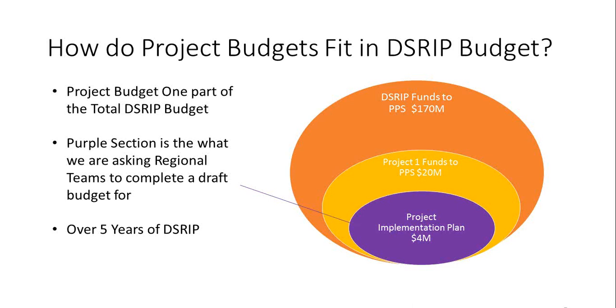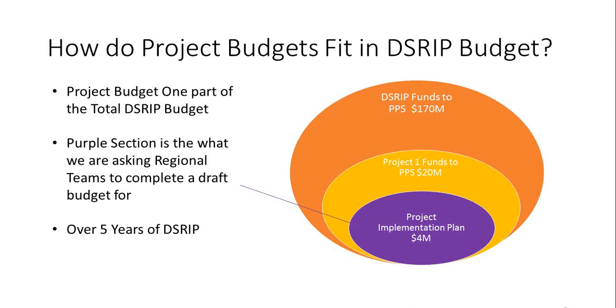So if you look at the smallest circle, which is blue or purple, depending on your computer monitor, the project implementation plan. I just put an example here. We could end up with one project that we come up with, or you come up with, a budget that the implementation costs are $4 million. This would be over the 5-year DSRIP period. Probably heavier in the beginning, maybe nothing in year 5, but that's an example. We may come up with a project budget of $4 million.